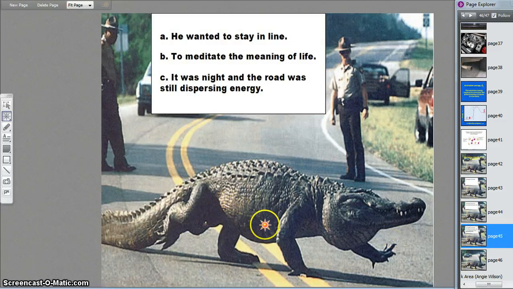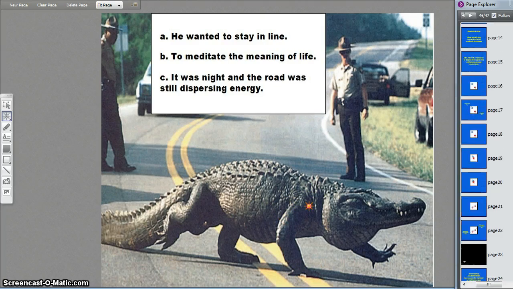Or was it because during the night, the road was still dispersing energy? The road is getting heated up during the day, and during the night, it releases that energy. So the alligator can lie on the road and absorb the heat from the road.